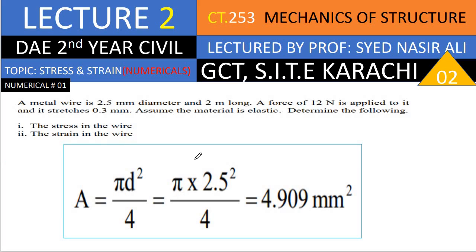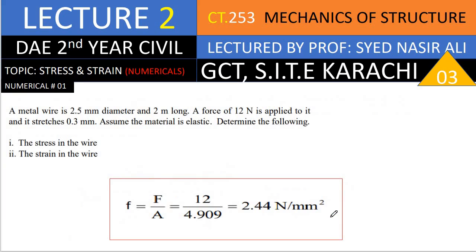To find the stress or strain, first step is to find the area of the cross section. So for this, as the wire is circular and having a 2.5 millimeter diameter, we are using area is equal to pi upon 4 d square. This is the formula, and in this d here we are putting 2.5 mm, and when we simplify it, we are getting this result 4.909 millimeter square. After this, we will be able to calculate the stress.